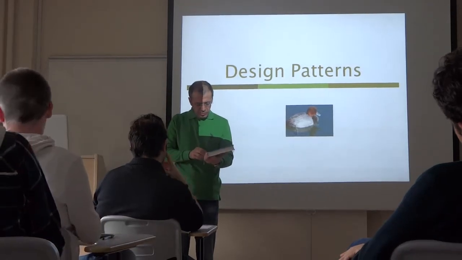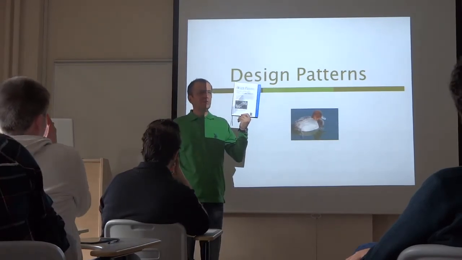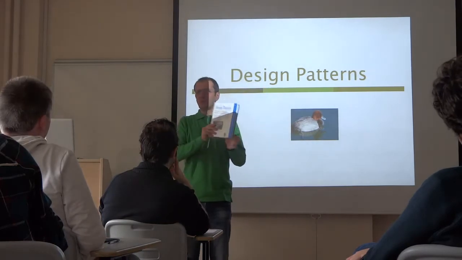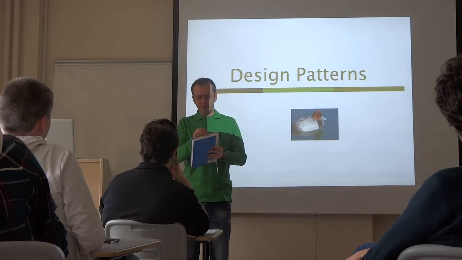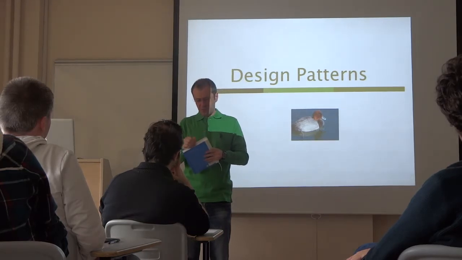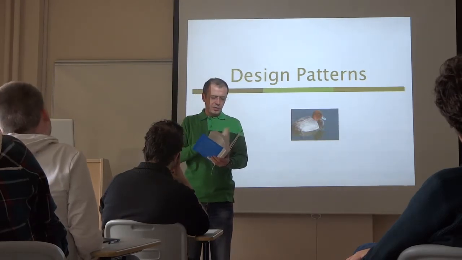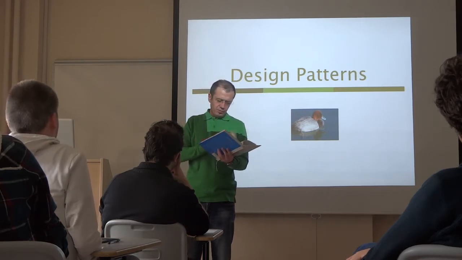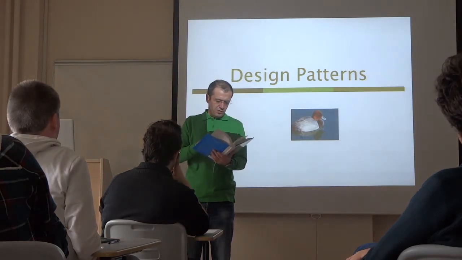It all started, as you know, with this book. Does anyone know about this book before? The Gang of Four, some people knew about that. This is a very famous book, right after the invention of object-oriented programming. These guys came up with this idea, took it from Christopher Alexander, applied it to computer science, and the examples are, we'll see, for C++.